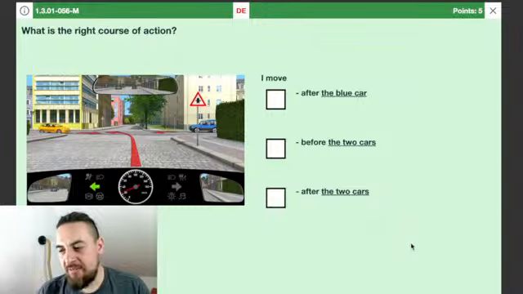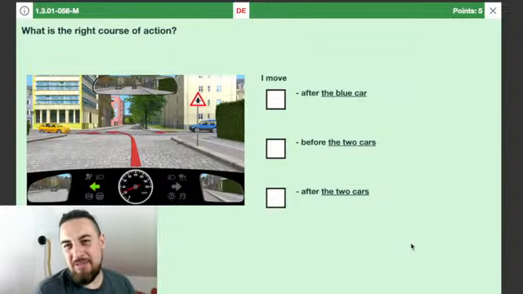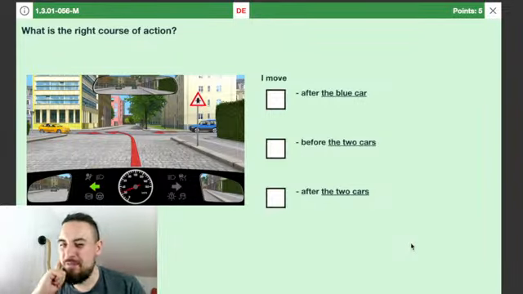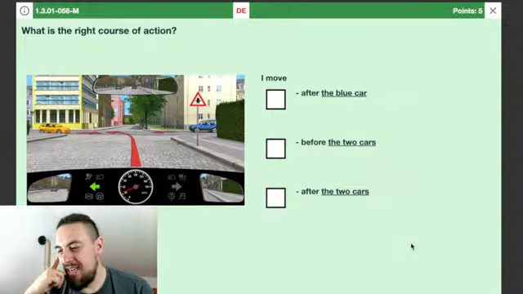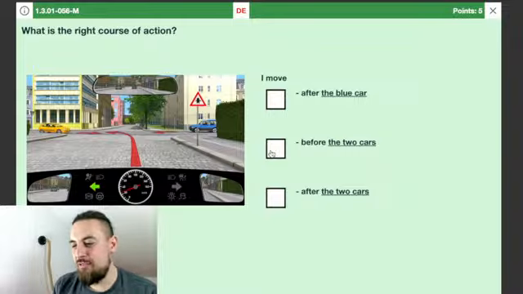I move after the blue car, I move before the 2 cars, or I move after the 2 cars. So I can tell you already there is just one answer correct. Which one? It is before the 2 cars.